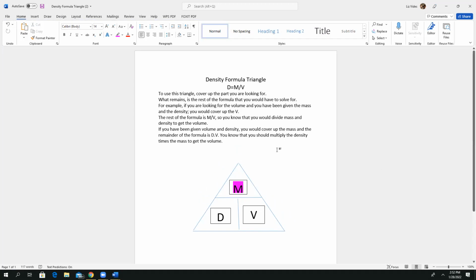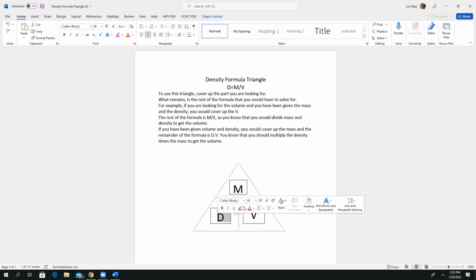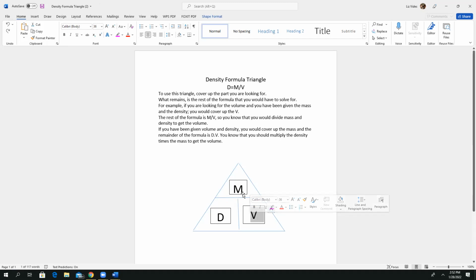All right. So what if we don't want to do that? What if we want to do density? Well, density is going to be mass over volume, you see? So if we don't want to do density, we do volume, and then we can just see that then volume is going to be equal to mass over density, you see? So whichever one you're looking for, you just cover that one, and the relationship reveals itself with this triangle.